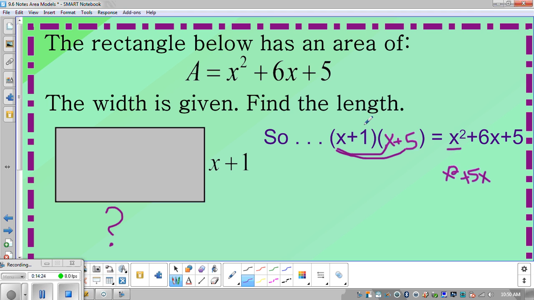And then 1 times x is 1x. Ooh, that does in fact add up to our 6x like we needed right here. And then 1 times 5 is 5. So a key thing to pay attention here is x times x does equal our first term of x squared. This last number needs to multiply by this constant to equal the constant on the end of the trinomial. That is a big hint you're going to use. Take a moment, process that. See how you feel about working backwards to find that the length is really x plus 5.